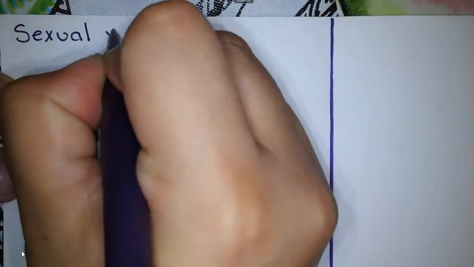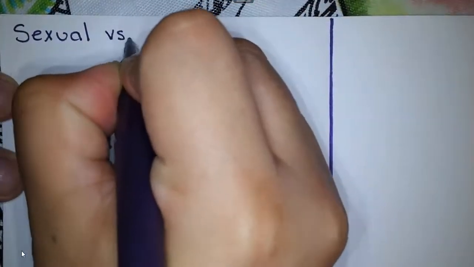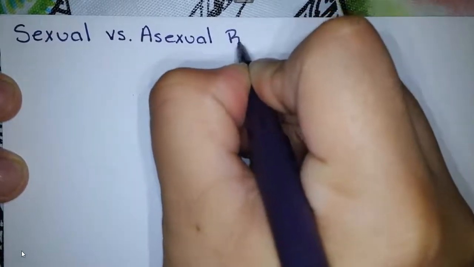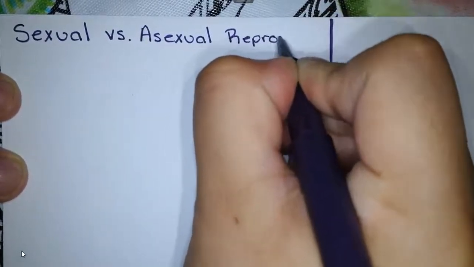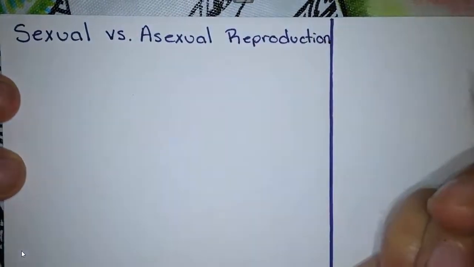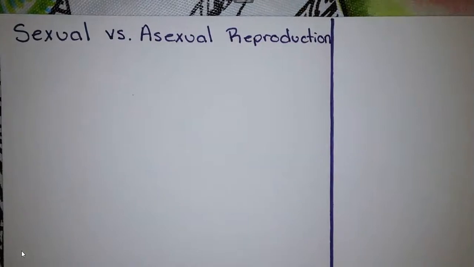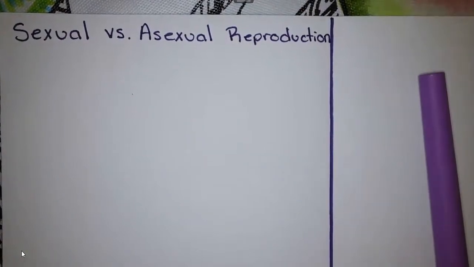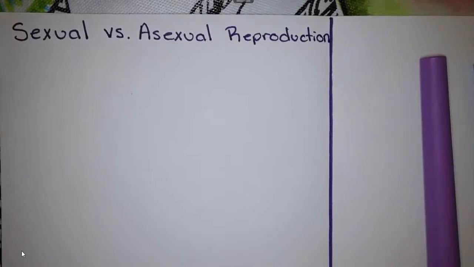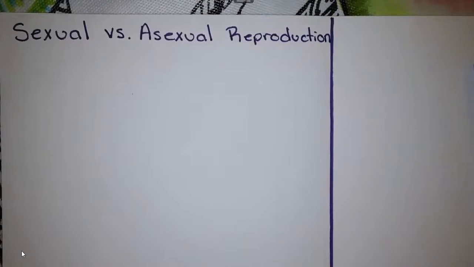Okay, we're going to start off with sexual versus asexual reproduction. Okay, sexual versus asexual reproduction. I'm going to use two colors, purple and blue: pink for sexual and blue for asexual.